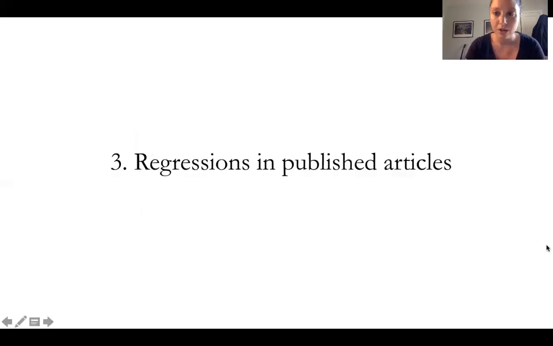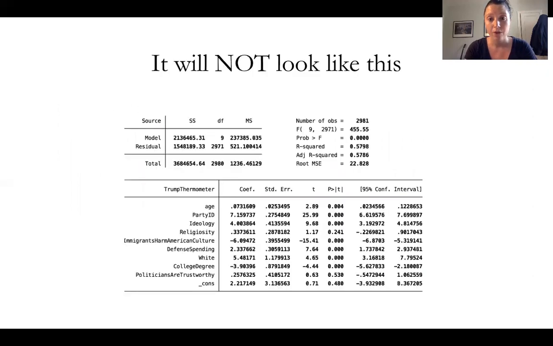Okay, what does it look like to see a regression in a published article? So we've been looking at Stata output for the last few videos, and it's been looking like this. This is not what a regression looks like in a published journal article. There's a lot of stuff going on this screen that we simply do not need to report in a published manuscript. So I'm going to show you what it does look like for when you come across something that's published.